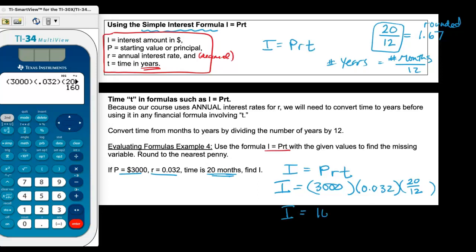So we get 160, which is dollars. So basically what this means is that if we, let's say we invest $3,000 at a rate of 0.032 for 20 months, then the interest that would accumulate would be $160.